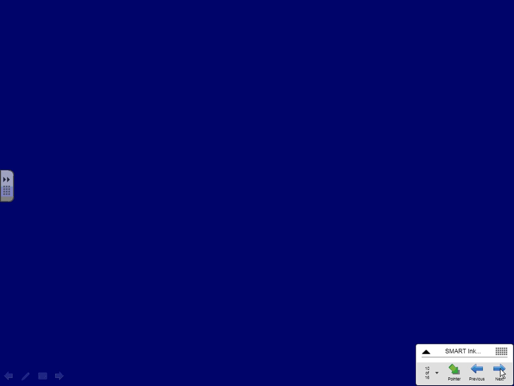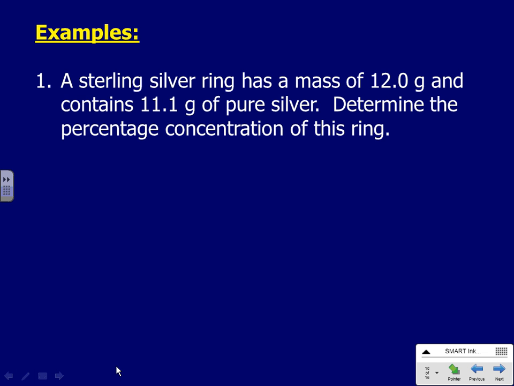Let's do a couple of calculations as we have been. Again, I'm hoping you're noticing a trend here. We're going to calculate a percentage, and then we're going to generate a conversion factor and practice with it.